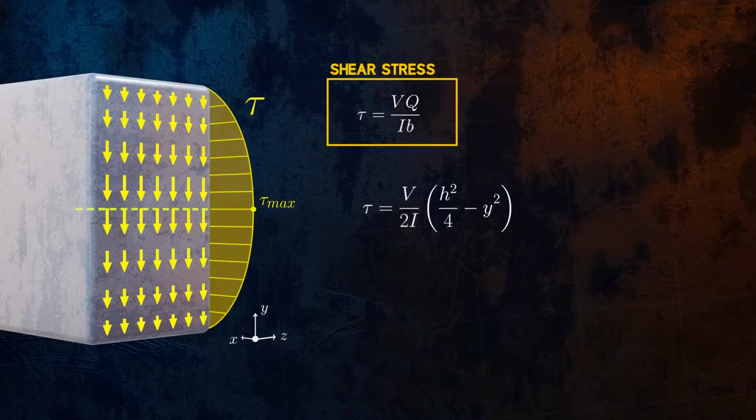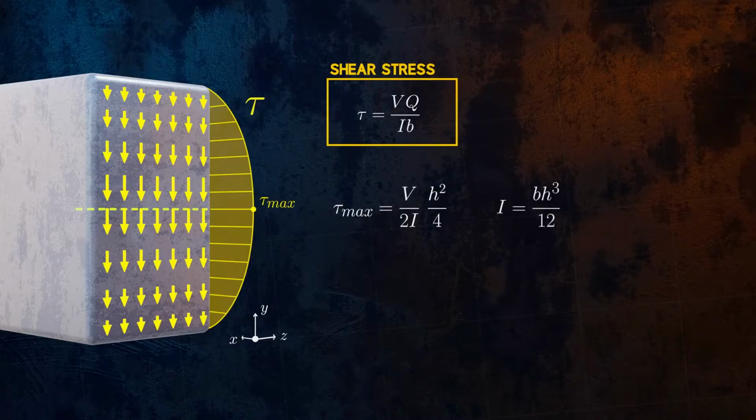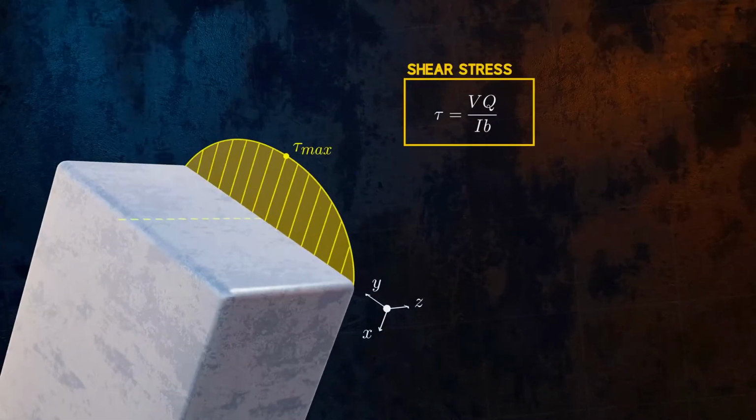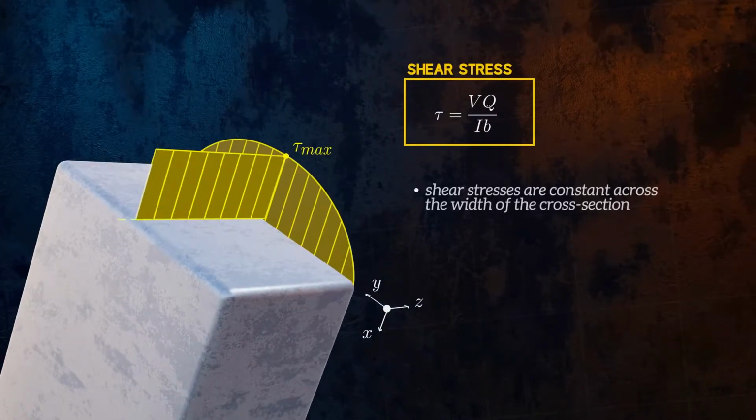By setting y to 0 in this equation, we obtain an equation for the maximum shear stress in rectangular cross-sections. It is equal to 1.5 times the average shear stress across the entire cross-section. The derivation of this equation for shear stress makes a few assumptions, so we need to be careful with how we apply it. First, it assumes that the shear stresses are constant across the width of the cross-section.